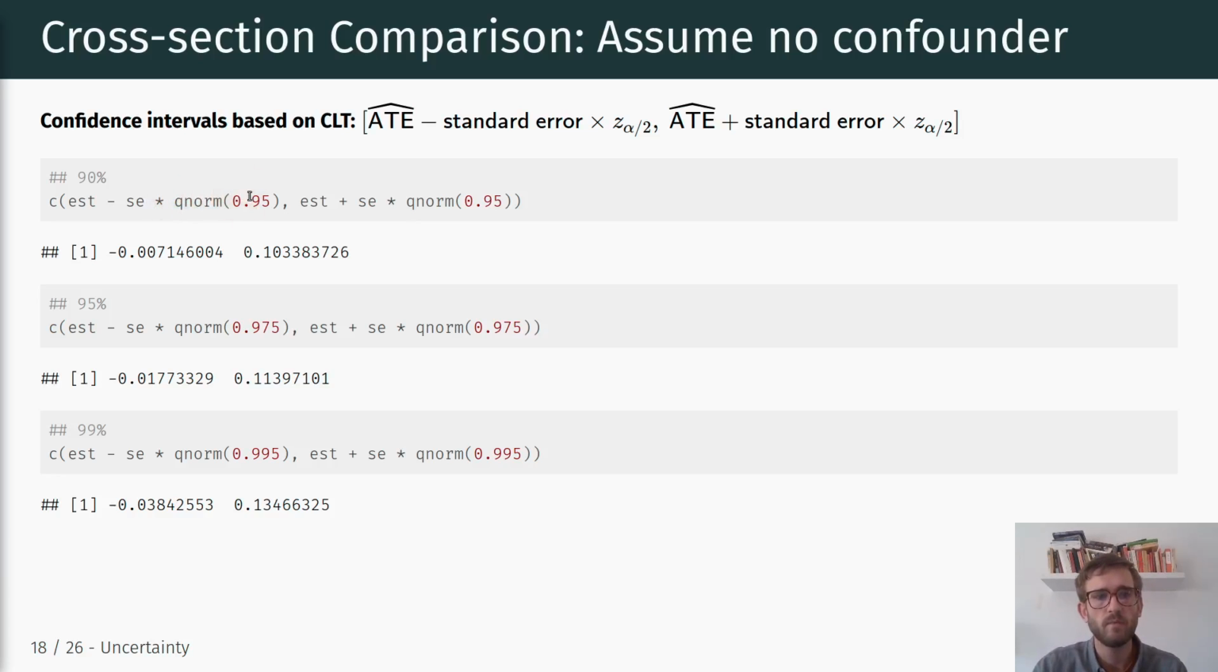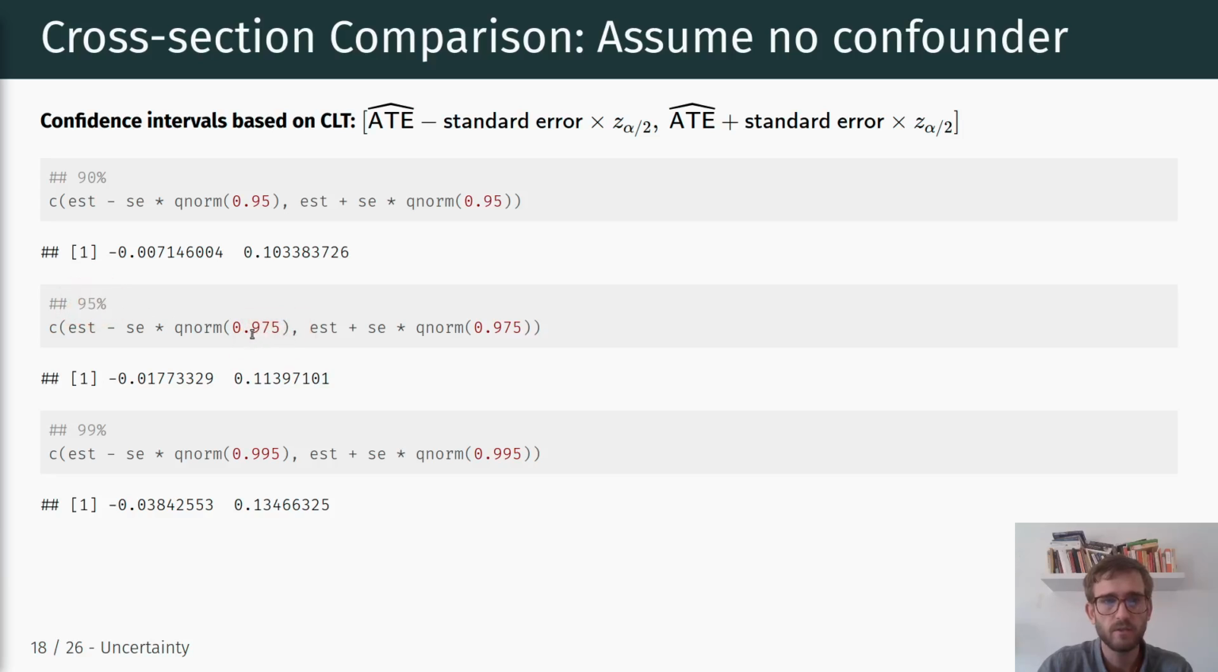So qnorm of 0.95 gives you the critical value, and this is also why this z is alpha divided by 2. So alpha divided by 2, that's the 5% level on both sides, so divided by 2, that implies that this is the 90% confidence interval, okay? Same for the 95% confidence interval.